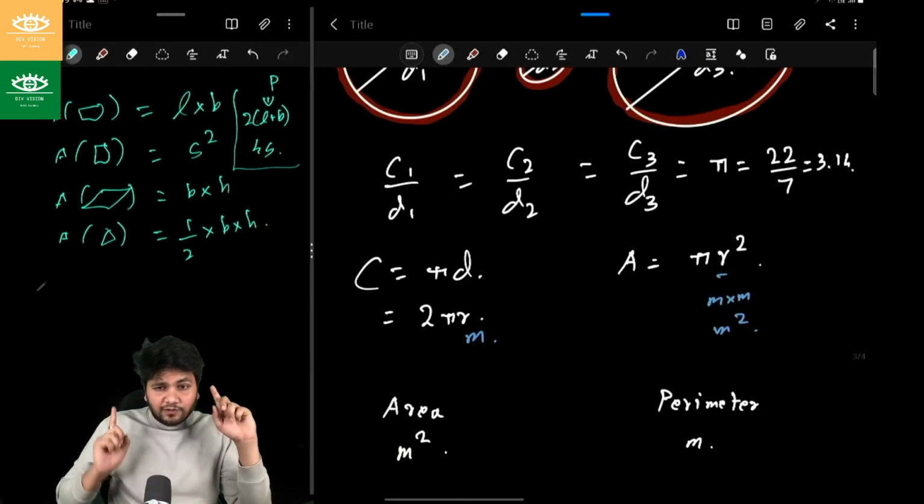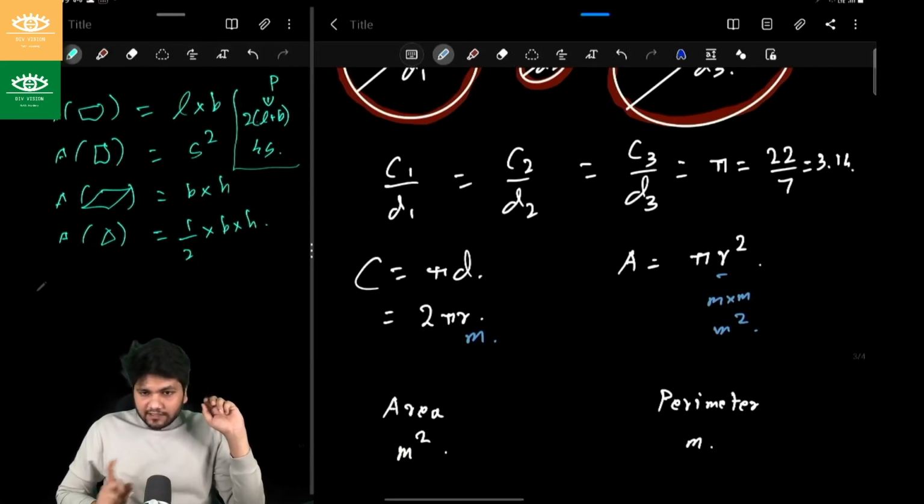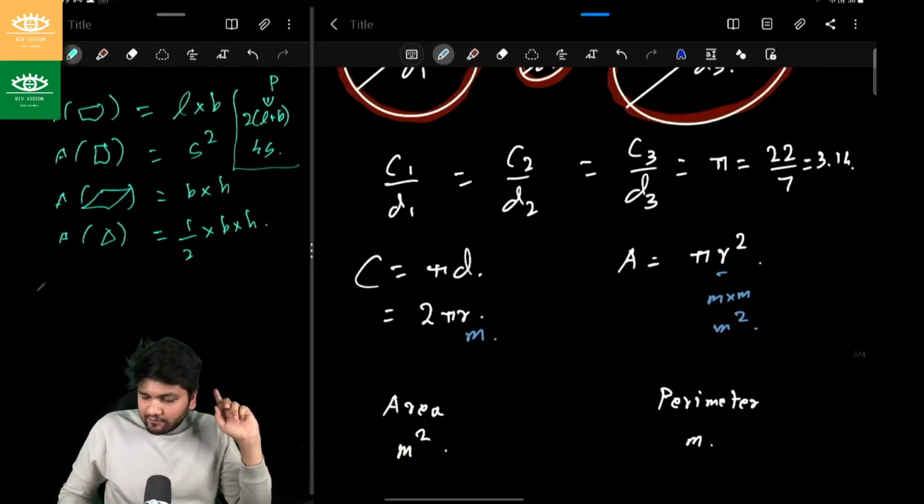Now this rule we will use in volume and surface area as well. So we'll see you next time for volume and surface area.